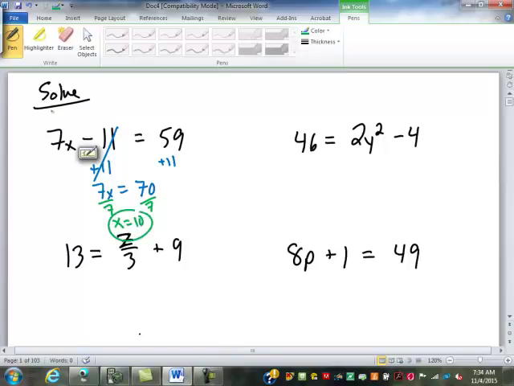And of course, if you wanted to, you could always double check. 7x becomes 7 times 10 minus 11. So 7 times 10 is 70, minus 11 is 59.